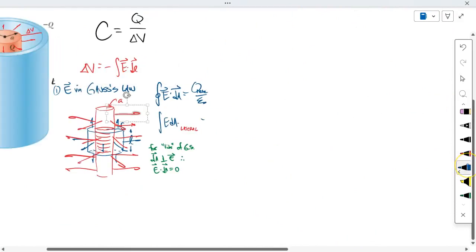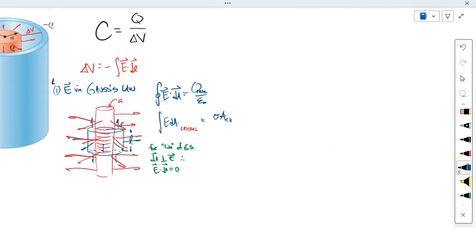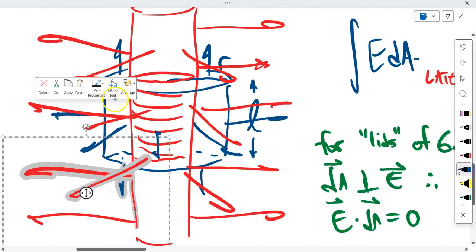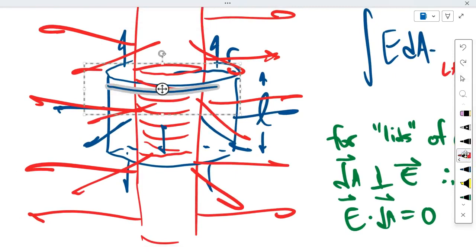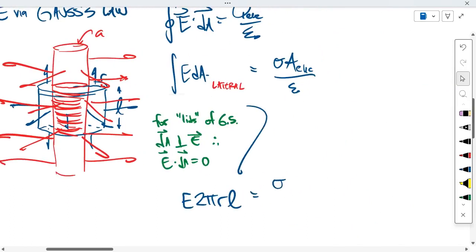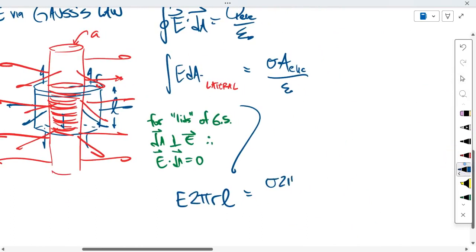Okay, so this is equal to Q enclosed. I'm gonna call that sigma A enclosed over epsilon naught. Okay, so let's hop down here. Well, E is constant along our Gaussian surface's lateral area, and the integral of dA is the lateral surface area, 2 pi r times the thing's height. Okay, area enclosed. That's this red area, right? So our Gaussian surface area is this area, but our charge enclosed only exists on this red part. So that's sigma A of that part, and that area is 2 pi A L, over epsilon naught.